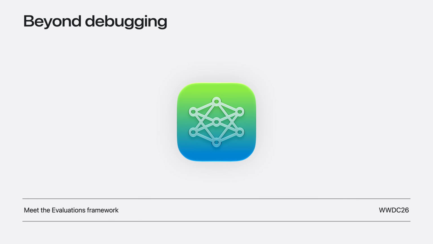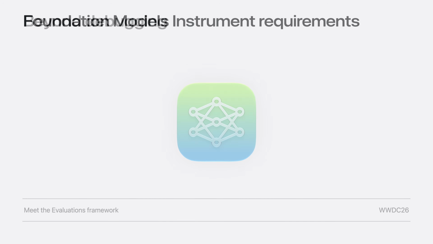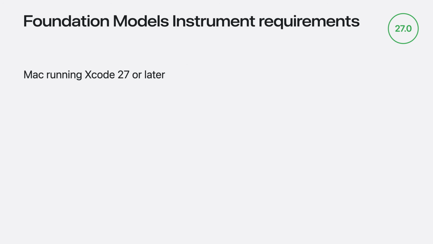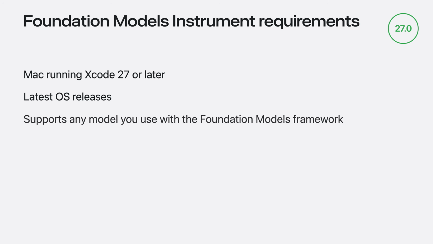In this session, I showed you how to use Instruments to debug an agentic experience developed with the FoundationModels framework. Once you've ironed out the bugs, the next thing to explore is evaluation. Watch Meet the Evaluations framework to see how you can measure and improve the quality of your prompts by using structured evaluation. To get started with the improved FoundationModels instrument, install Xcode 27. Then, on the device you'd like to run and profile your app on, update to the latest OS releases. It's important to note that this instrument supports using any model you use with the FoundationModels framework.